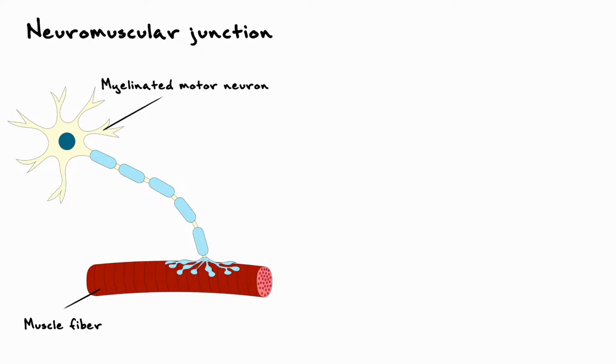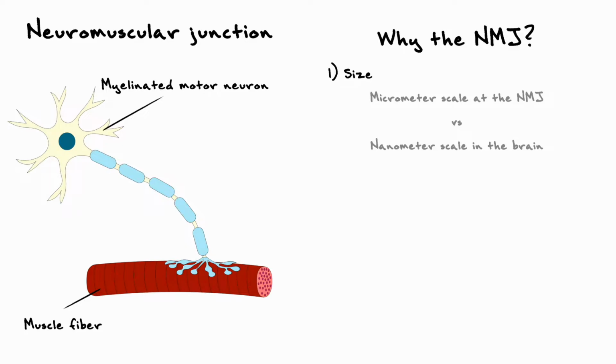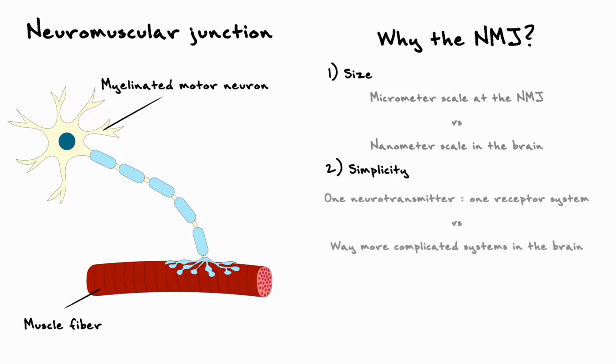Now, one might ask, what is so compelling about the neuromuscular junction that we want to base the chemical synapse model on it? The first advantage of this synapse is its size. In comparison to synapses in the brain, which are measured on the nanometer scale, the synapses at the neuromuscular junction are on the micrometer scale, which makes them about 1,000 times larger. The second advantage is its simplicity relative to synapses in the brain. Indeed, the neuromuscular junction operates on a simple system of one neurotransmitter and one ionotropic receptor, whereas systems in the brain can become very complicated as many neurotransmitters and many different types of receptors can get involved.